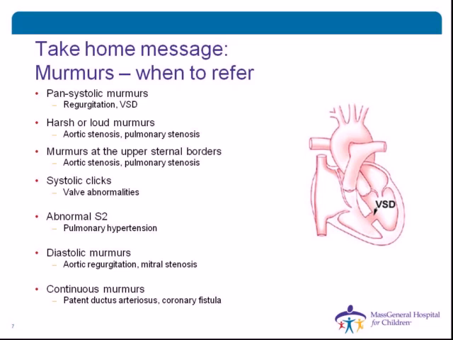Systolic clicks, they may represent valve abnormalities. An abnormal second heart sound, which may represent pulmonary hypertension. Any diastolic murmur should be considered pathologic, as it may represent aortic regurgitation and mitral stenosis. And a continuous murmur, which may represent a patent ductus arteriosus or coronary artery fistula.